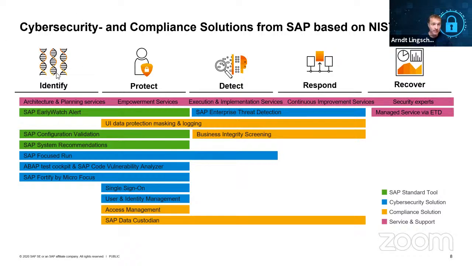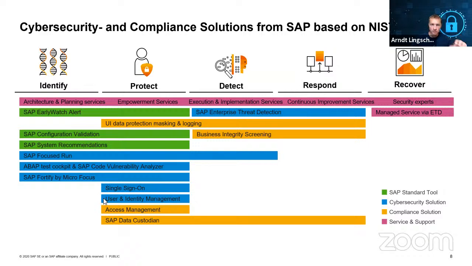So within the identification area, we do see the EarlyWatch service, configuration validation, system recommendations. Those are the green ones, which are standard tools delivered out of the box from SAP. They're already in the S/4 license, so you can simply use them. If you want to extend this, to go to a higher security maturity level, you can maybe start focusing more on Focused Run. Maybe then the ABAP Test Cockpit, which actually should be green here, is not enough anymore to check the custom code. Then you might go in the direction of the SAP Code Vulnerability Analyzer, and have a look at SAP Fortify by Micro Focus for all other coding languages that you might use.